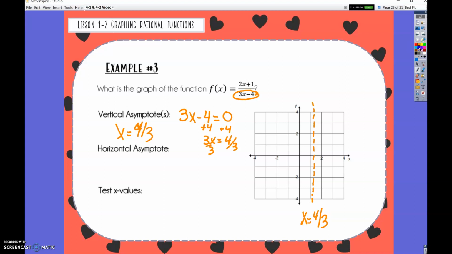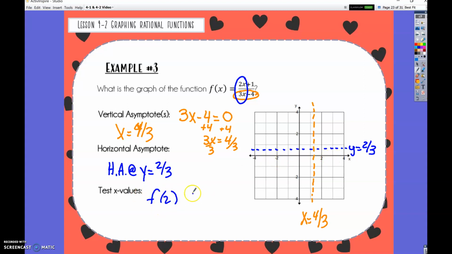My horizontal asymptote comes from looking at the highest degrees of both the numerator and the denominator. Since their degrees are both 1, we know that horizontal asymptote is at y equals 2 over 3. So on my graph, I'd go to about 2/3 on the y-axis and draw in my horizontal asymptote. Now, for test x values, you might want to try a 2, a 3, or a 0. Plug in some numbers into this equation, or check them on Desmos, and you get a general idea of what that graph might look like for that inverse function.